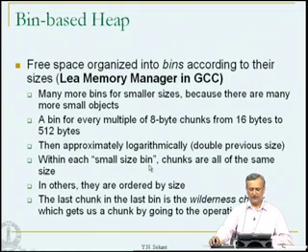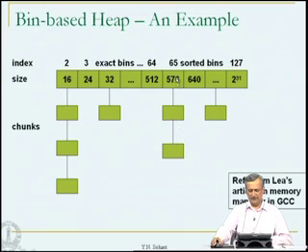Within each small size bin, chunks are all of the same size. I mentioned this just now. In the others, they are ordered by size. Here these chunks are not all of the same size, they may be of different sizes, but they are stored in sorted order. So, between 512 and 576 there are many chunks, and these are all stored here, between 576 and 640 they are all stored here and so on and so forth.